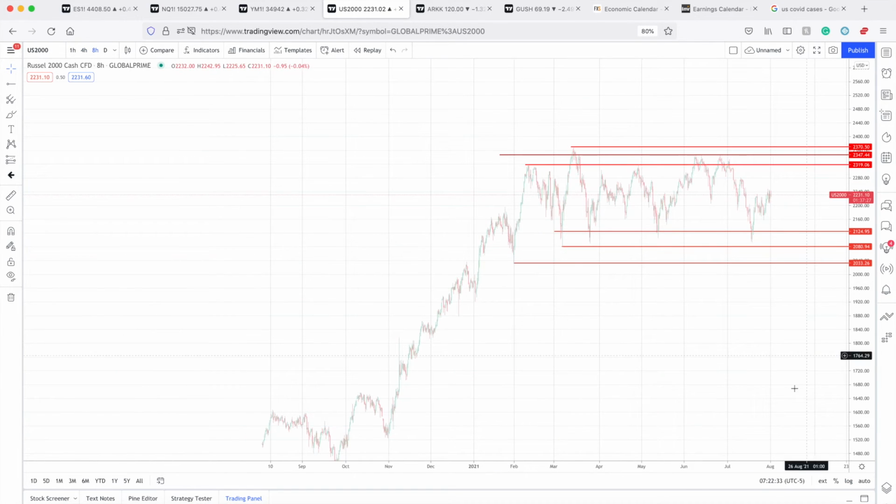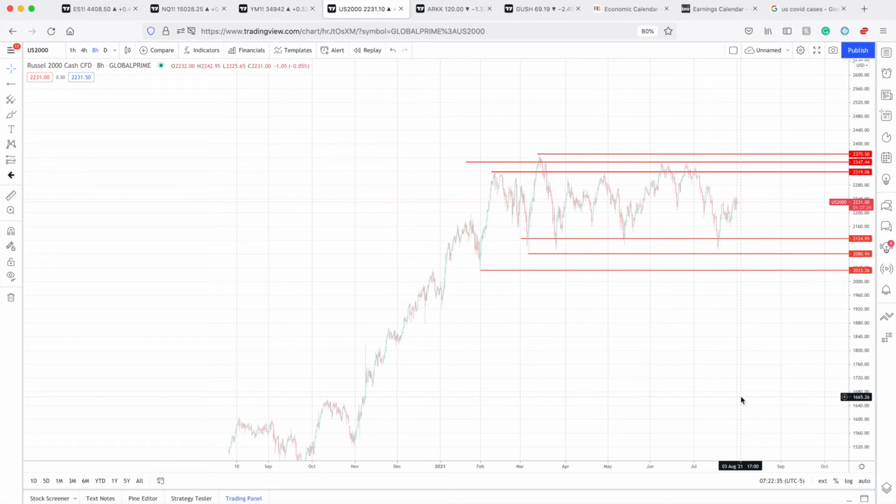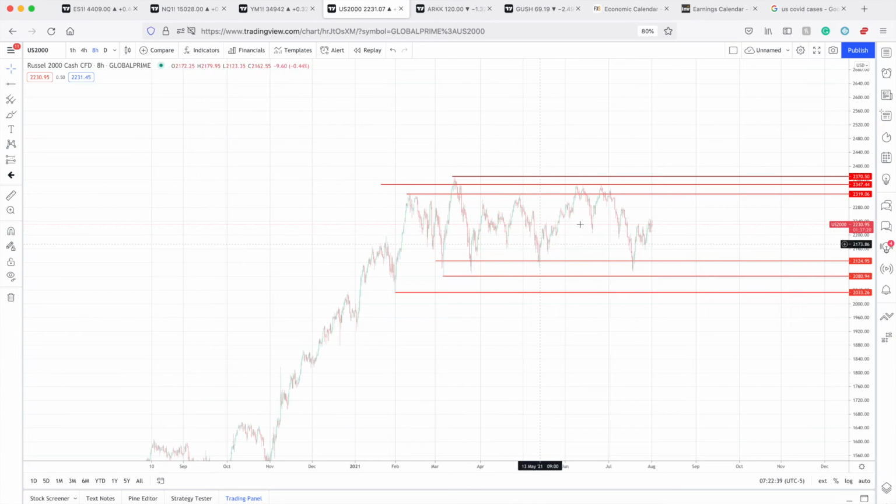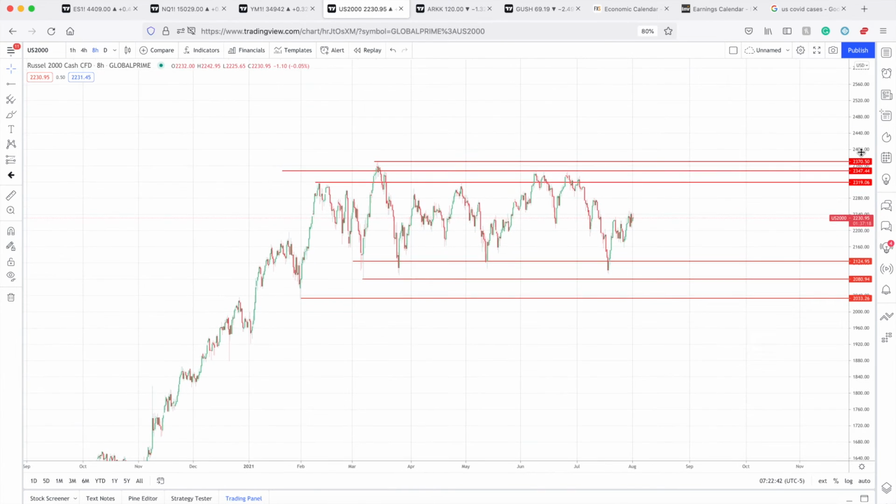Let's take a look at the Russell. As you guys can see here, the Russell, just like the Dow Jones, is also trading sideways for a while. Not as interesting. We're pretty much right in the middle. We could go up more, go downwards. Nothing really interesting for the Russell 2000 right now, in my opinion.